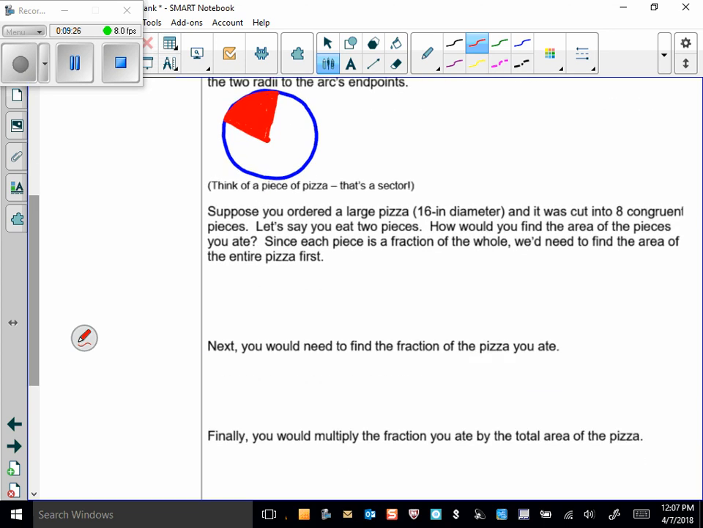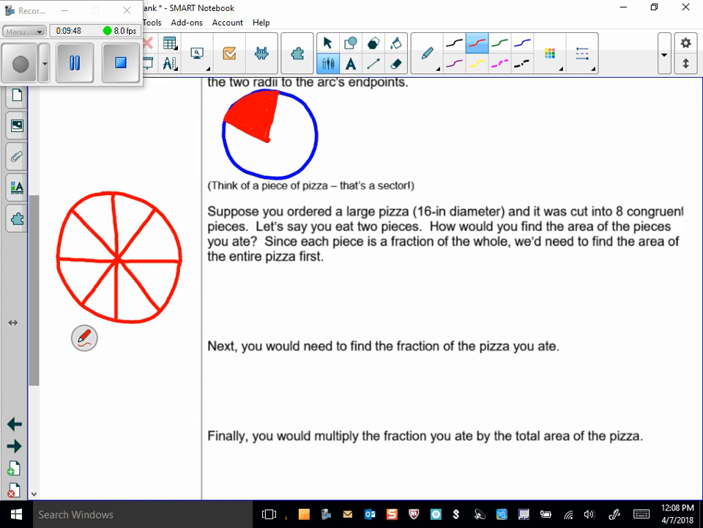Let's say you order a large pizza. It's got a 16-inch diameter. It's a veggie pizza. We cut it into 8 congruent slices. How do we know they're congruent? Because we said they are. That's how we know. So we got 8 of those there. How would you find the area? Oh, let's say you eat 2 pieces. How would you find the area of the pieces you ate? Well, let's say I ate these 2.